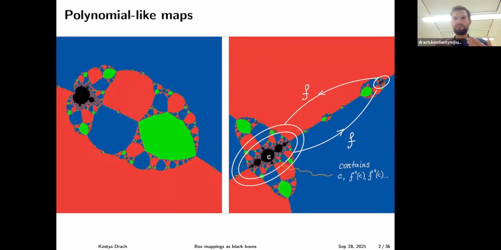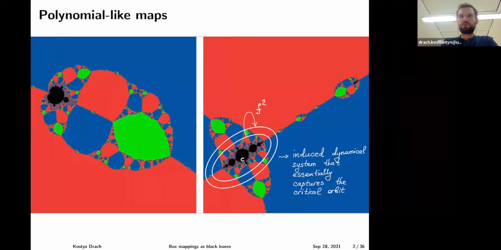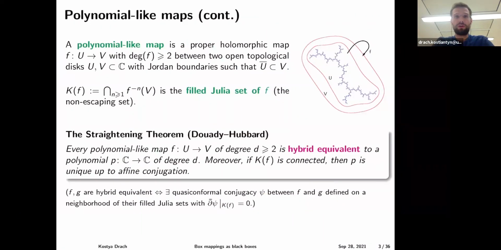In this case, I can forget about the whole ambient dynamics and consider just the second iterate of my map restricted to this small disk that I started with. And in this way, I obtain an induced dynamical system that essentially captures the critical orbit of C. And with that respect, if I want to study the critical orbit, it is enough for me to look at this induced map. And of course, this is again well known to many of you. In this way, we arrive at classical polynomial-like maps.